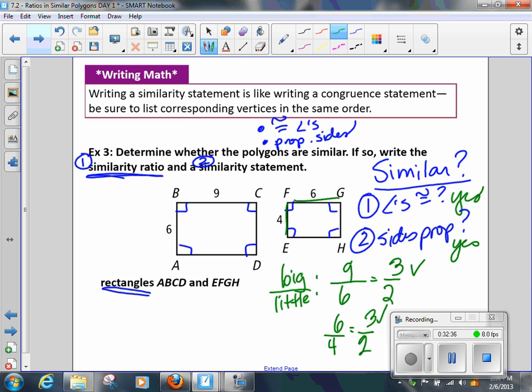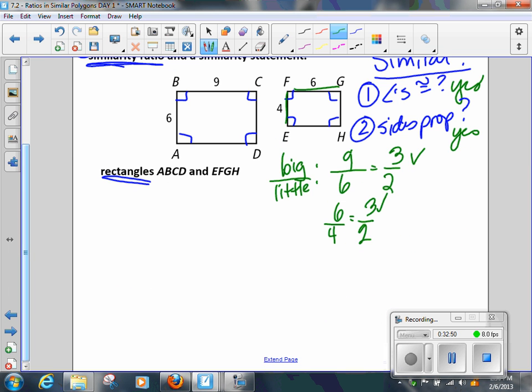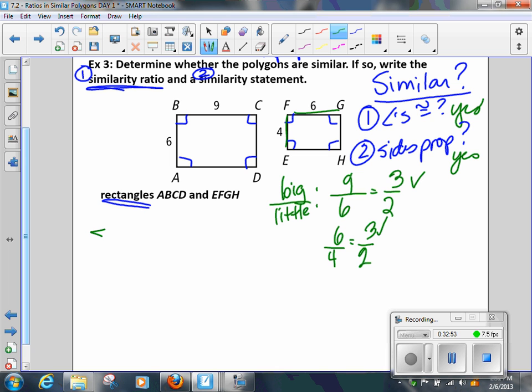Now, it says, if so, are they similar, yes or no? Yes, they are. Whew, thank God. They meet both criteria that corresponding angles are what? Congruent, and corresponding sides are proportional. All right, here we go. Let's check this out. What's the similarity ratio? It's 3/2. We've already figured it out. It is 6 over 4 or 9 over 6, which is equivalent to 3/2. That's your similarity ratio because both of them are the same.